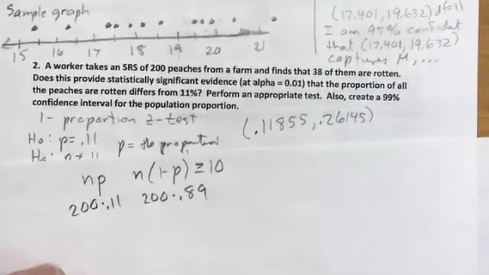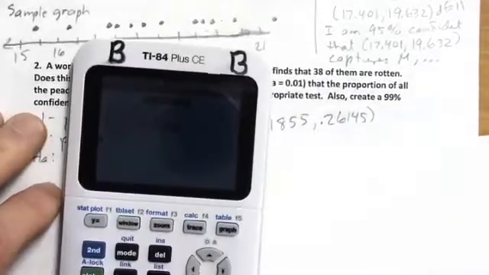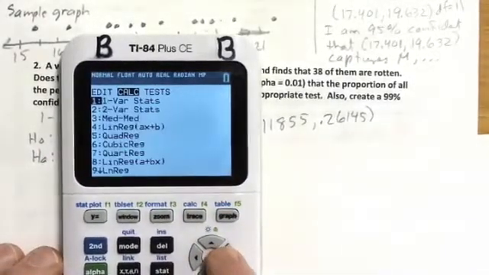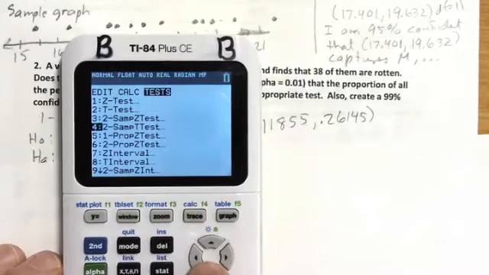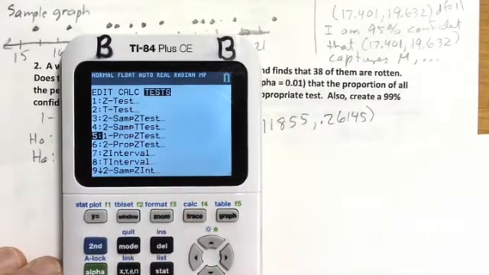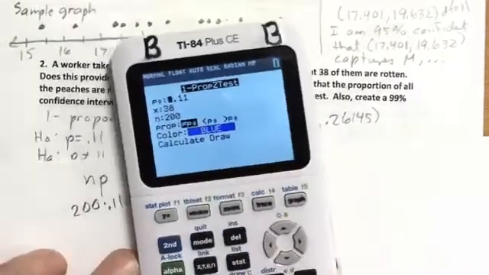All right, now to find your p-value and test statistic, this is what you would do. So you would go stat, you would go test, and you would go one proportion z-test right there, option 5. So we hit enter. Our null hypothesis value is 0.11.